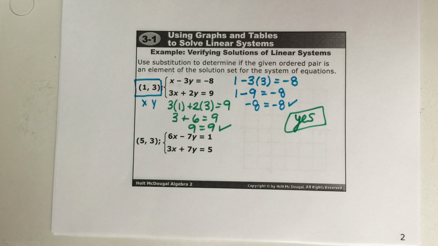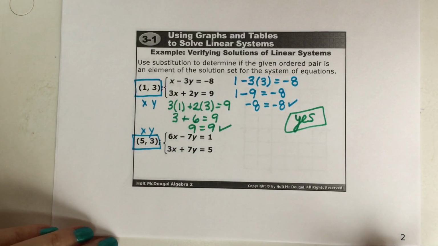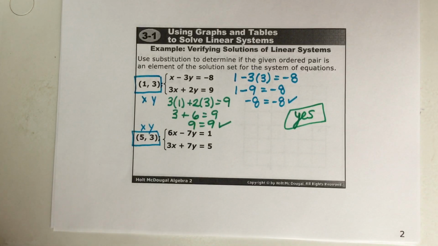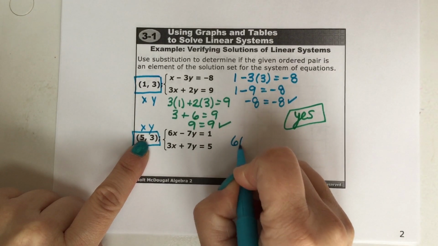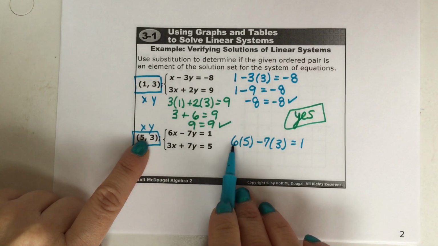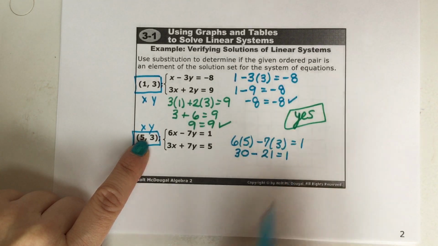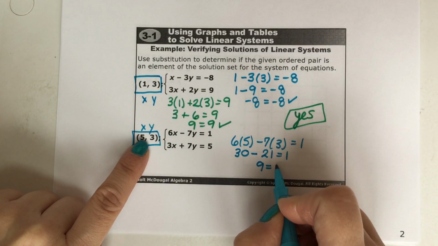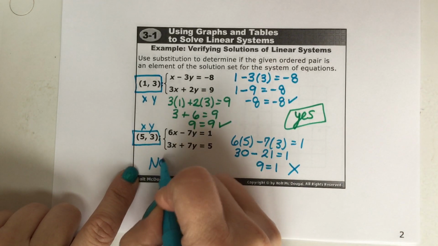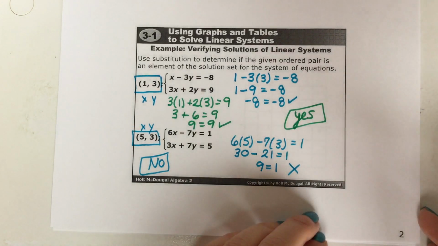Let's do another one just because that was so darn fun, guys. Here's our ordered pair. This is x, this is y. The only way that we can say that it's a solution is if it makes both equations true. 6 times x is 5 minus 7 times y is 3 equals 1. 6 times 5 is 30 minus 7 times 3 is 21. 30 minus 21 is 9. Does 9 equal 1? As soon as you have one that doesn't work, you go ahead and write no. Because the only way that it's going to be yes is if it makes both of them true. Well, I filled it into the top equation and it didn't work, so problem over. That is not a solution.